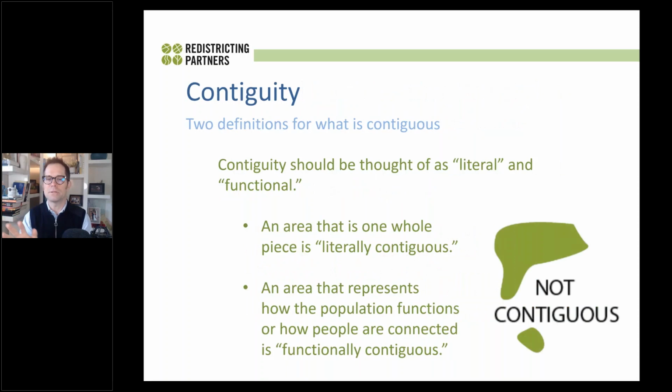on the face of it seems really obvious. Contiguous, something that's contiguous is a whole part. It doesn't have little breakaway parts. So within redistricting, though, there are two parts of a thing called functionally contiguous.